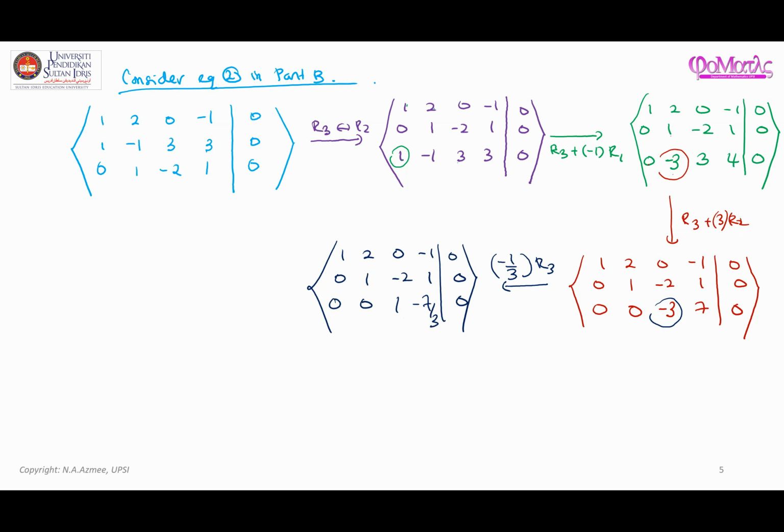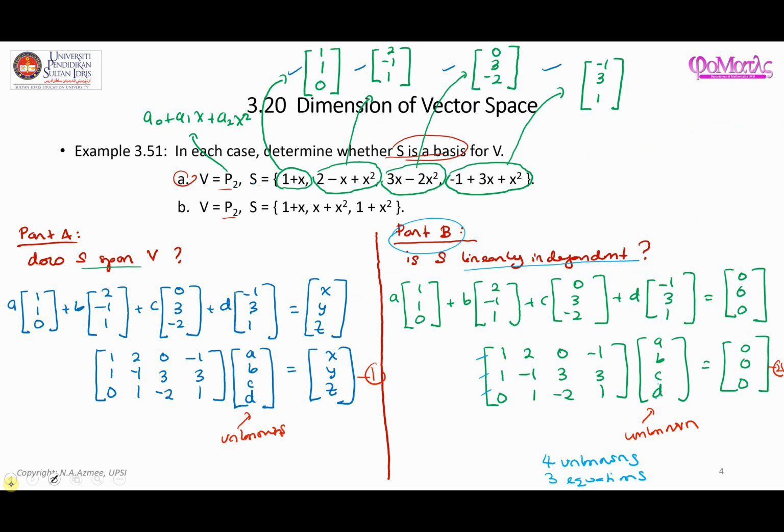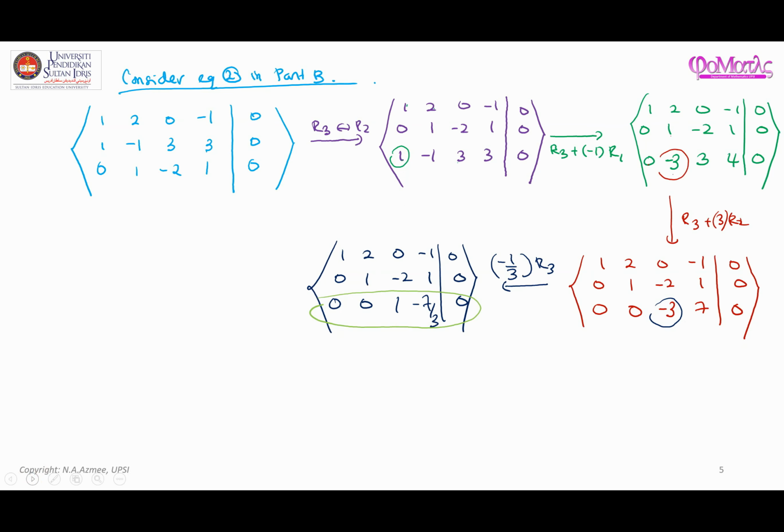Okay, so based on this, I can see that for this one here, remember we are talking about the value of A, B, C and D. So here we have C minus 7 over 3D is equal to 0. Therefore, C is equal to 7 over 3D. That is the first equation that we can obtain.